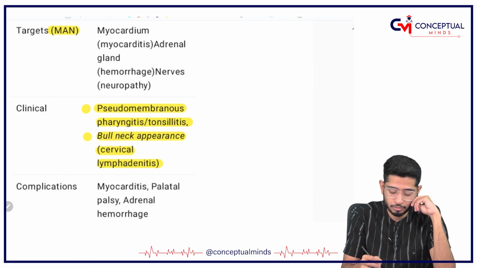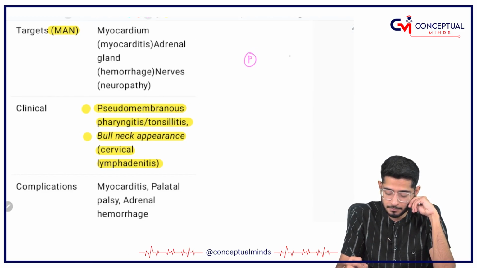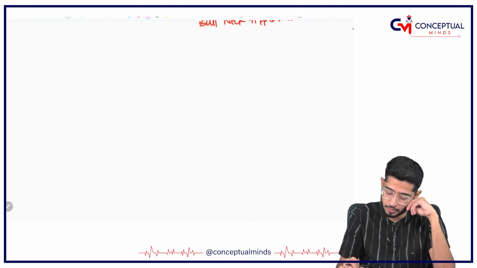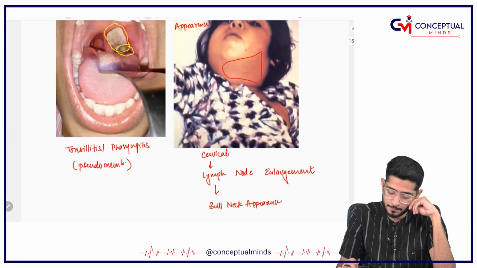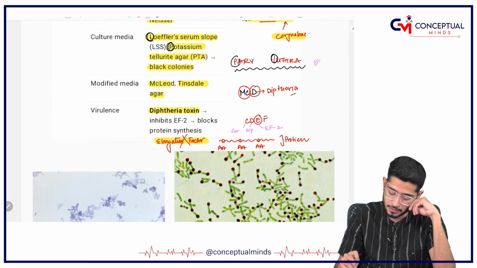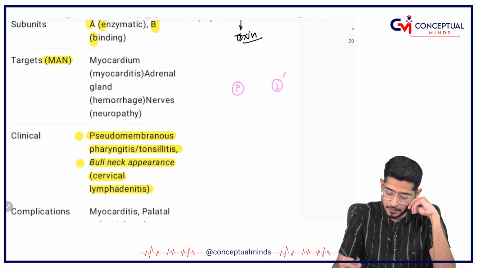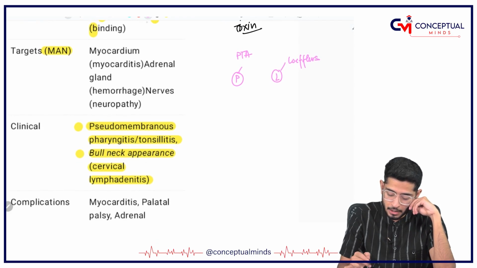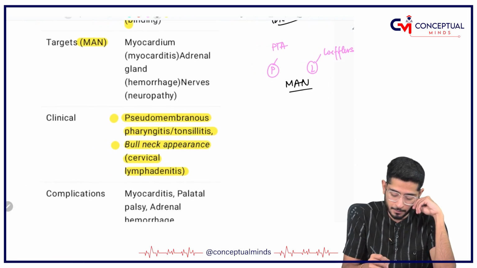Then you have to take my mnemonic once again, P and L, as I have told you. What was P and L? L for Loeffler serum slope and P for Potassium Tellurite Agar, and I am a man. So remember, targeting man.